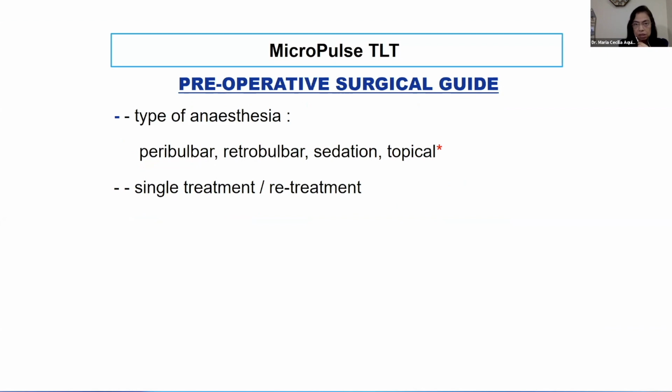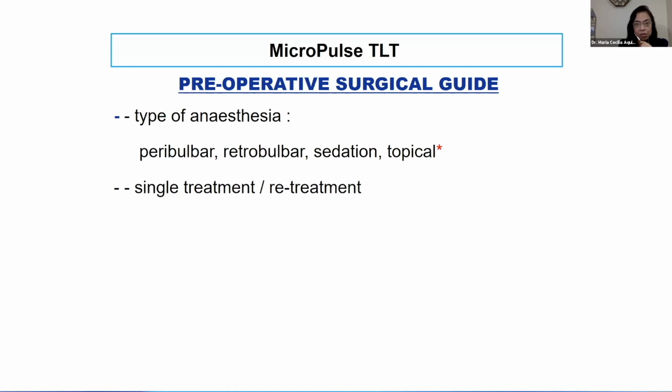Also, it is equally important to discuss the type of anesthesia. This is a very good procedure. It's short. It can be performed in your clinic or in the office. Because of that, you can make use of local anesthesia by peribulbar or retrobulbar. Some patients may require sedation. And currently, there is a growing interest in doing it topically.